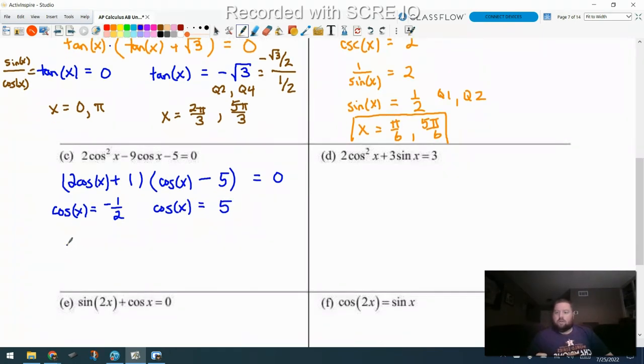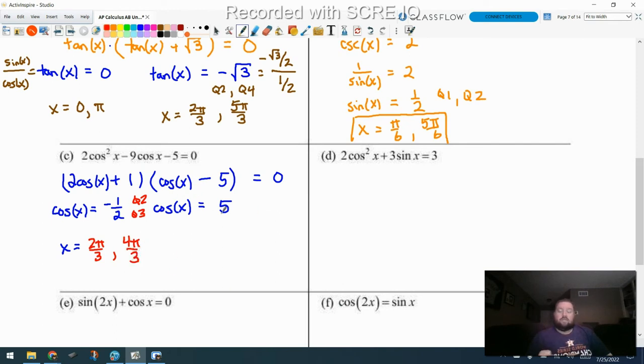All right, so using our unit circle, cosine is negative in quadrant 2 and quadrant 3. And cosine is equal to a half at the pi over 3 locations. So in quadrant 2, that's 2 pi over 3. And in quadrant 3, that is 4 pi over 3.